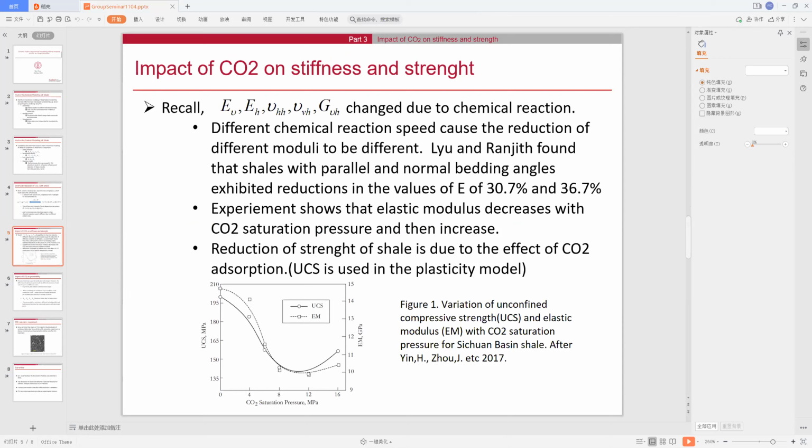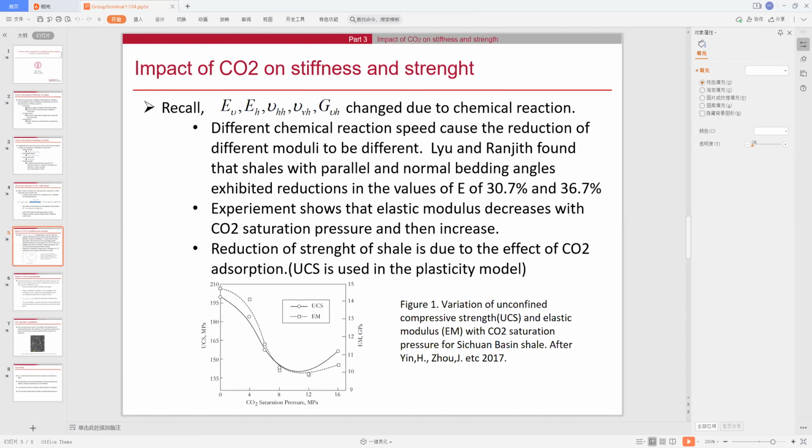Okay, now let's look at the impact of carbon dioxide on stiffness and strength. Carbon dioxide could dissolve calcite and so on, so that the elastic modulus here changes. We also note that the chemical reaction speed is different across different areas. The heterogeneous chemical reaction gives rise to different reductions of elastic modulus. For example, the experiment showed that shales with parallel and normal bedding angles exhibited different reductions in the value of Young's modulus under a certain condition.